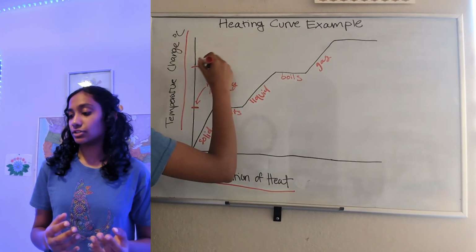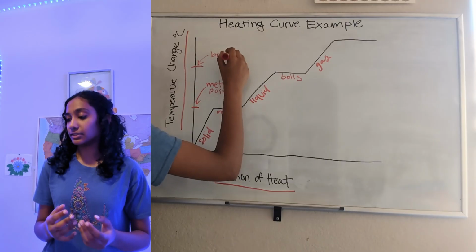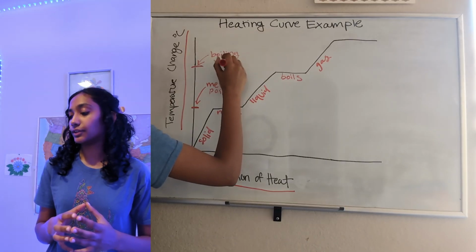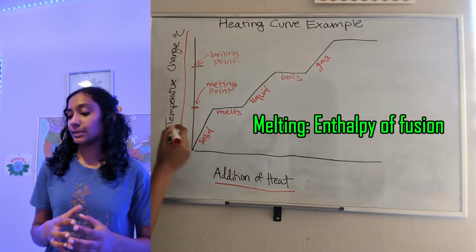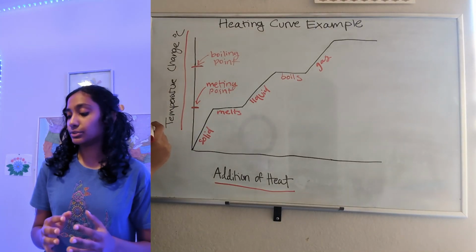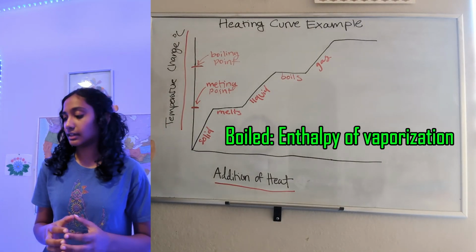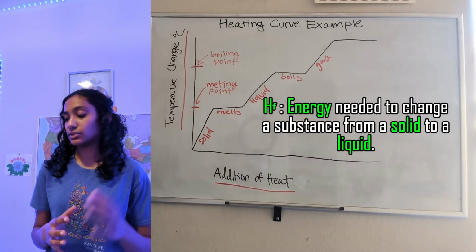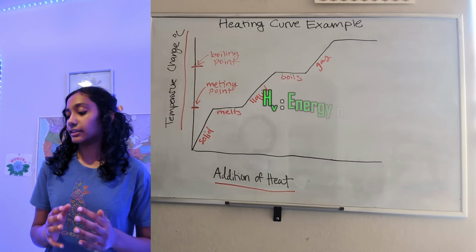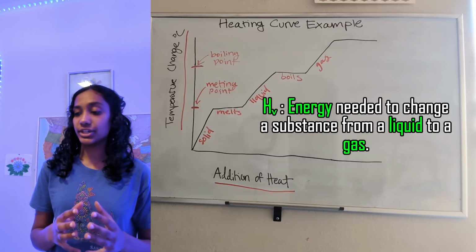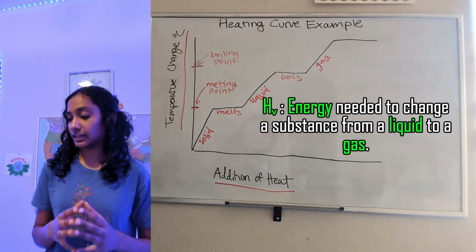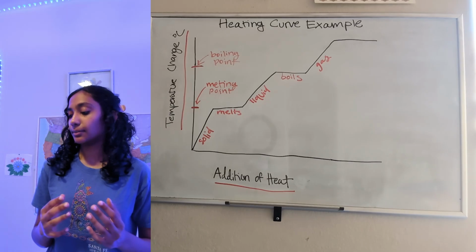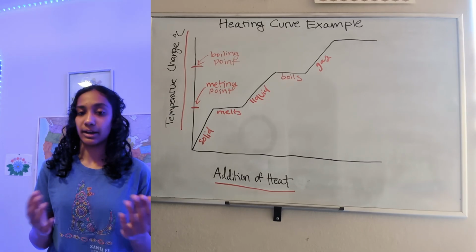Now, in calculations, when a substance is being melted, we use a value for the enthalpy of fusion, and when a substance is being boiled, we use the enthalpy of vaporization. Enthalpy of fusion is the energy needed to change a substance from a solid to a liquid, and enthalpy of vaporization is the energy you need to change a substance from a liquid to a gas. And both of them are usually recorded in joules per gram.